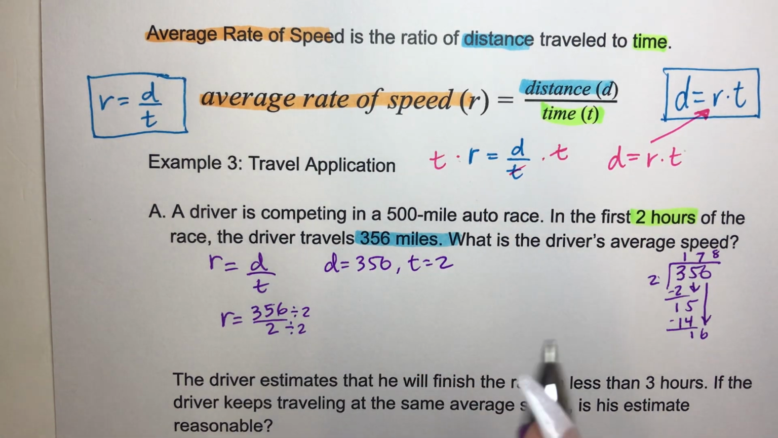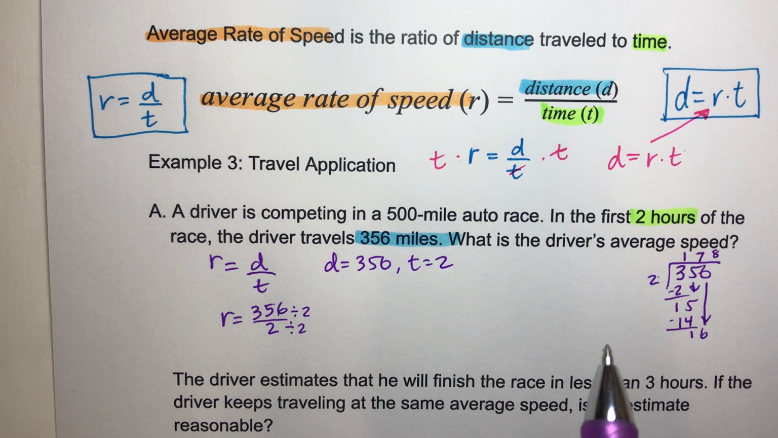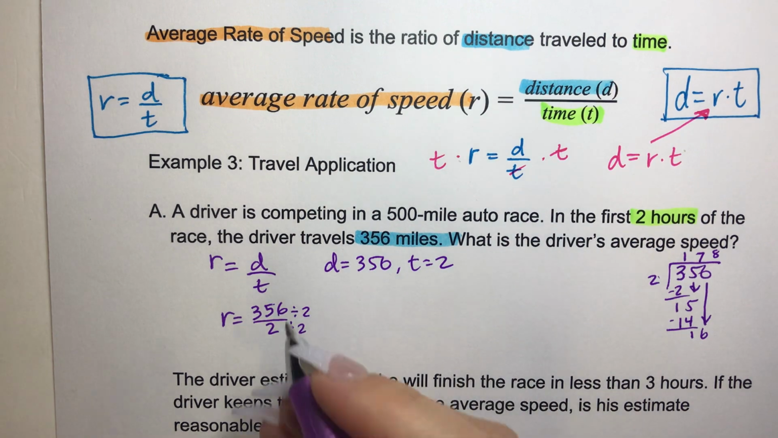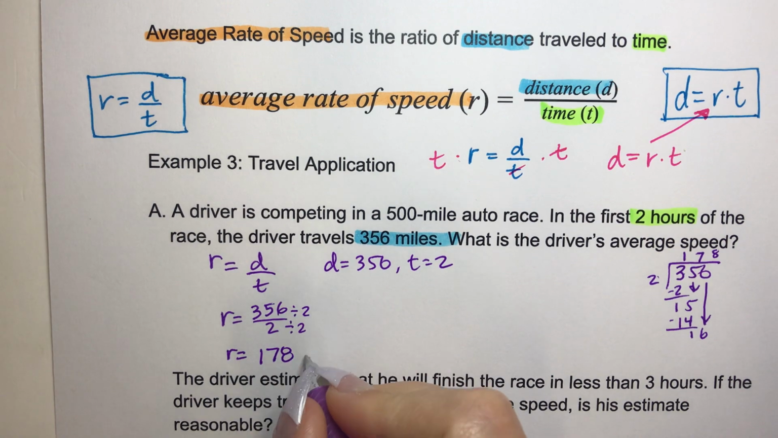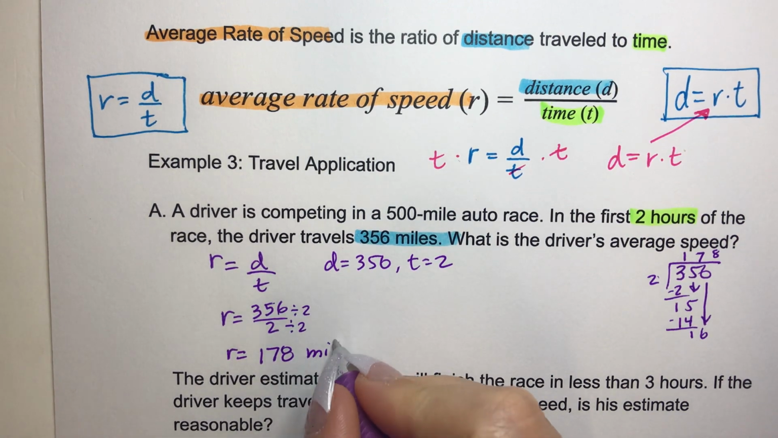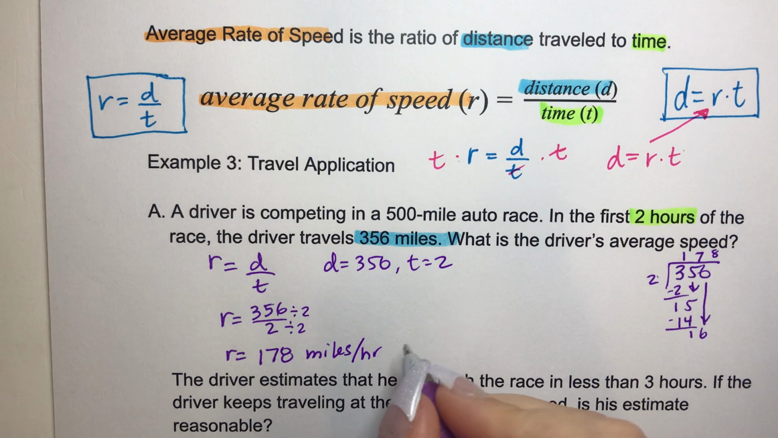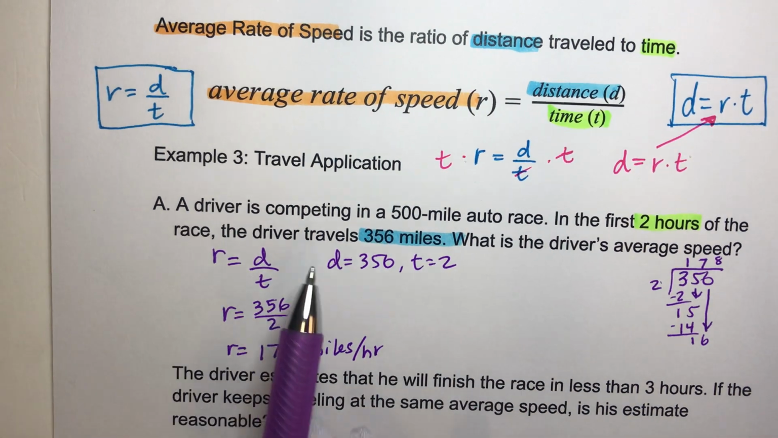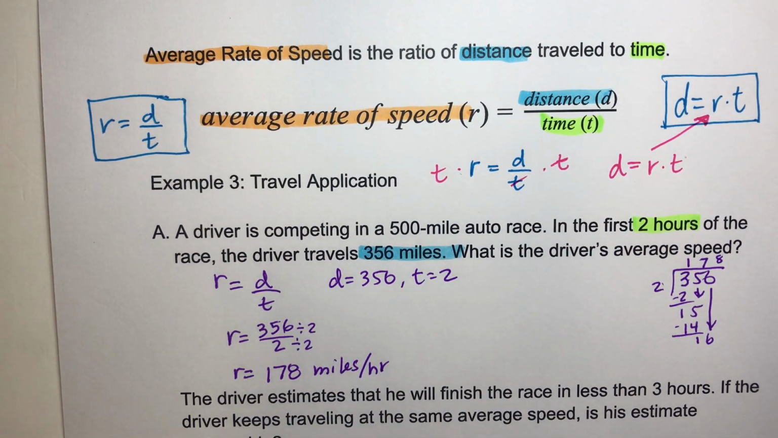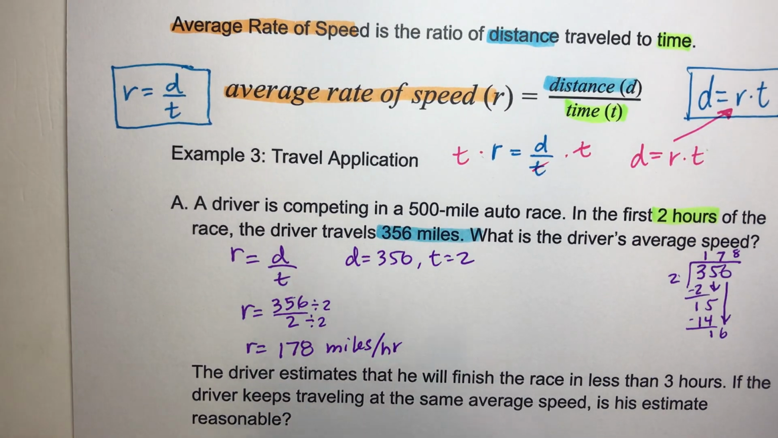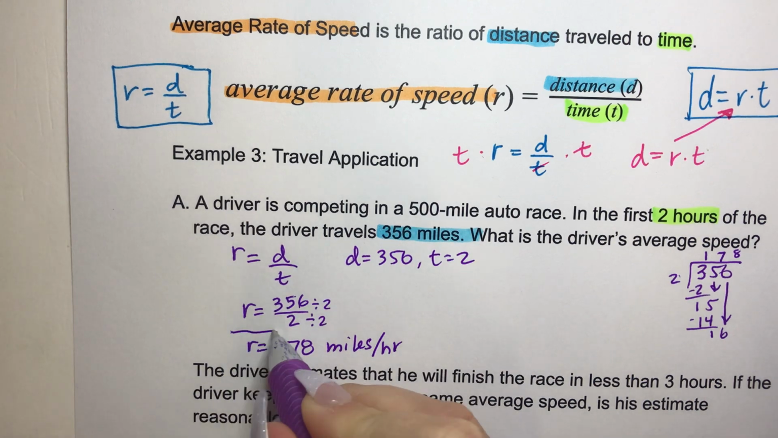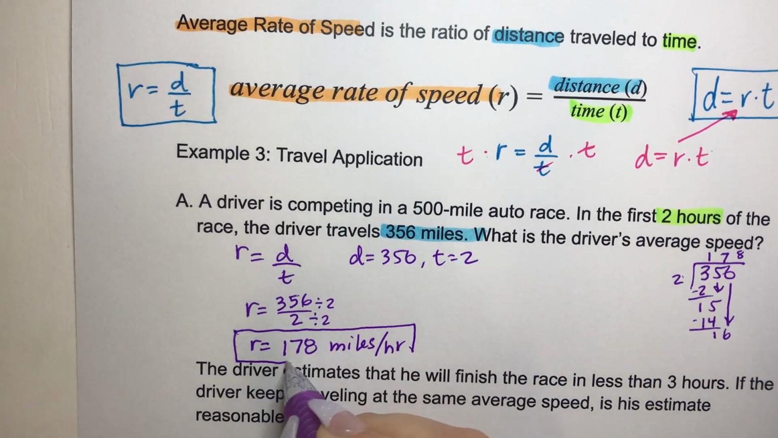So that means, what is the driver's average speed? Wow, the driver's going really fast. It would be 178 miles per hour. Wow, that's fast. A driver's competing in a 500-mile auto race. In the first 2 hours of the race, the driver travels 356 miles. What is the driver's average speed? The driver is flying. Man, that has to be super fast.